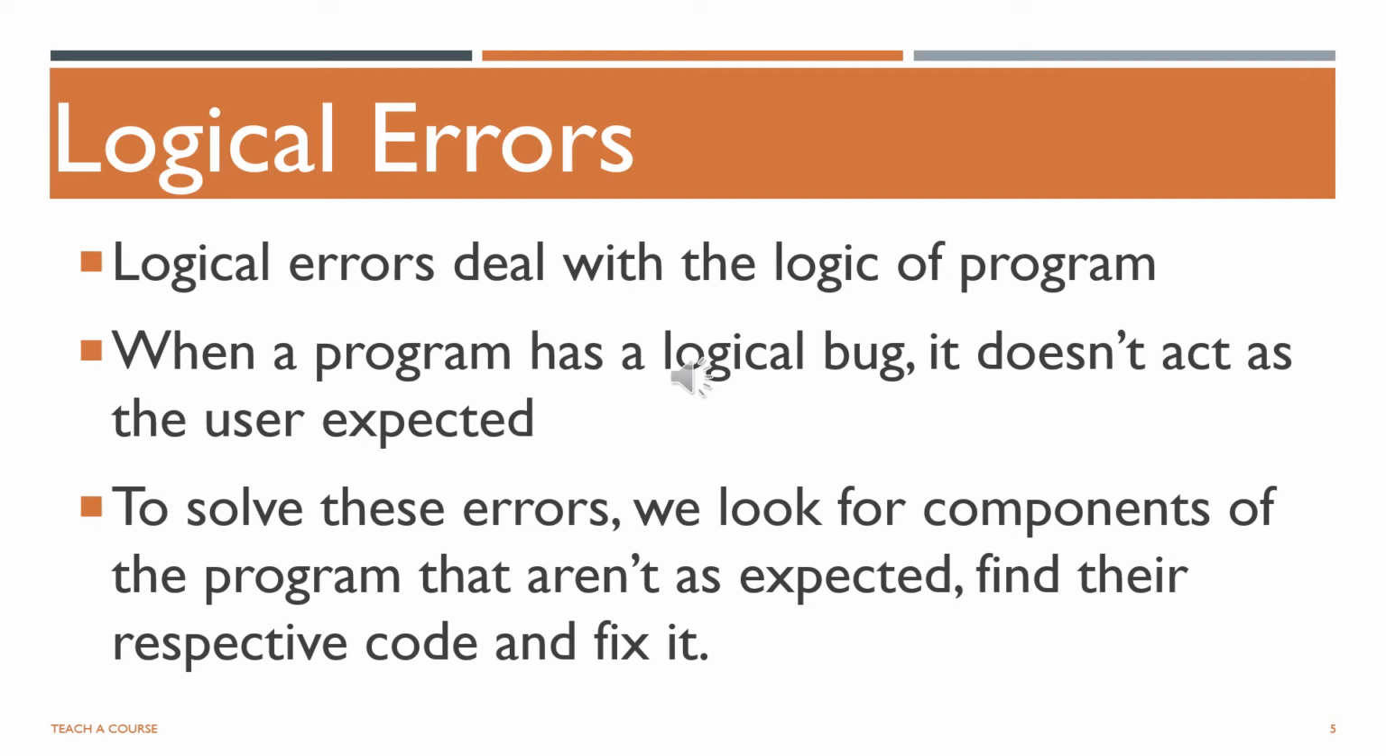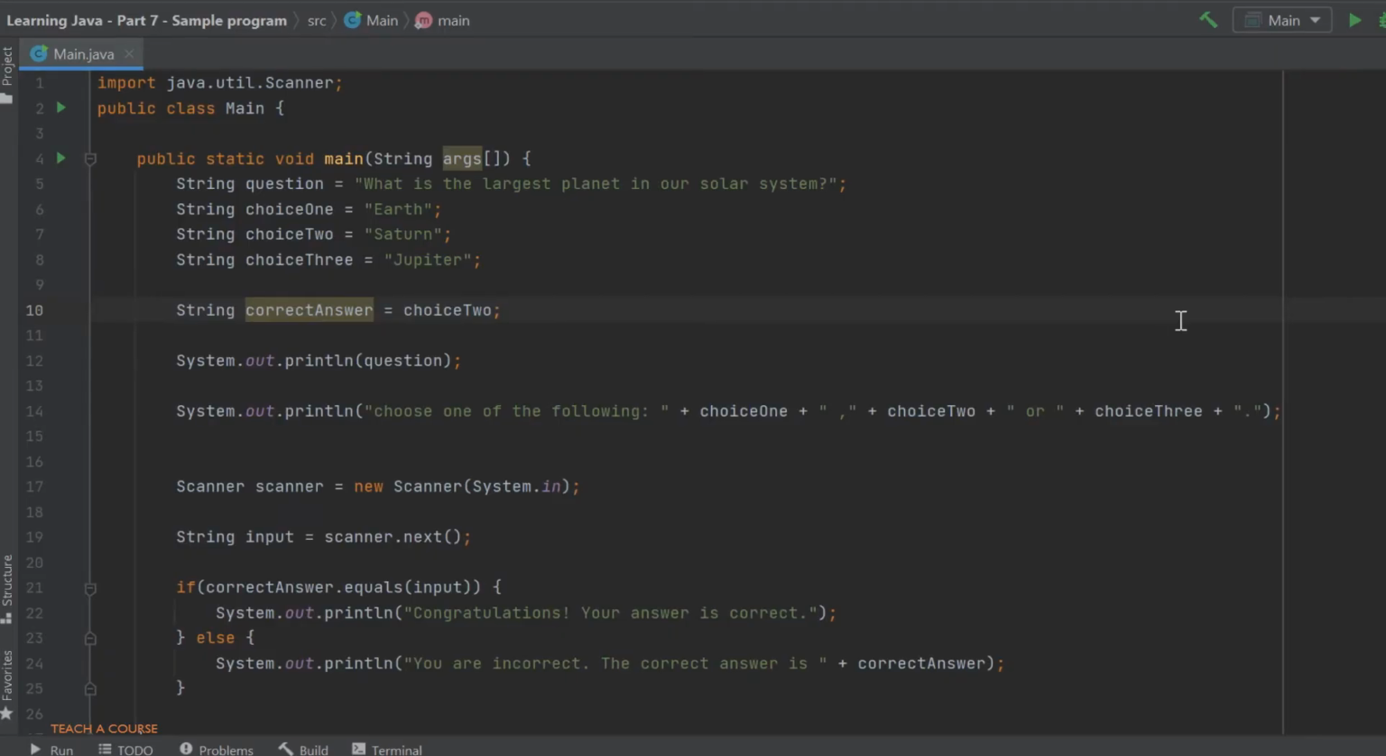In order to debug this, we often look for the parts of the program that aren't working as expected, find its respective code, and in this case, add some print statements to find it and fix it. Going back to the code, we can see that our error previously was the answer of this question, what is the largest planet in our solar system? The answer should have been Jupiter, but the program is saying that the correct answer is choice number 2, being Saturn. So for this, we need to change correct answer from choice 2 to choice 3. And now we have debugged our program.